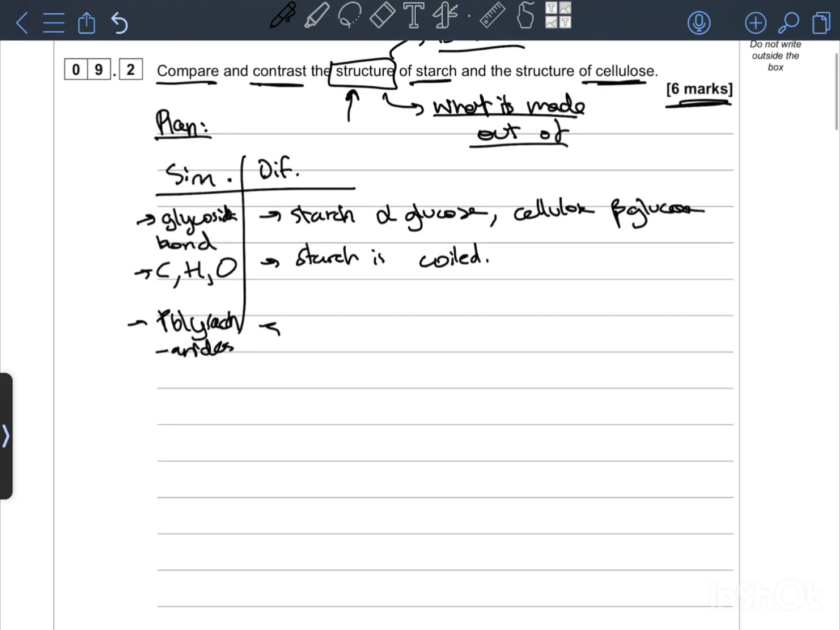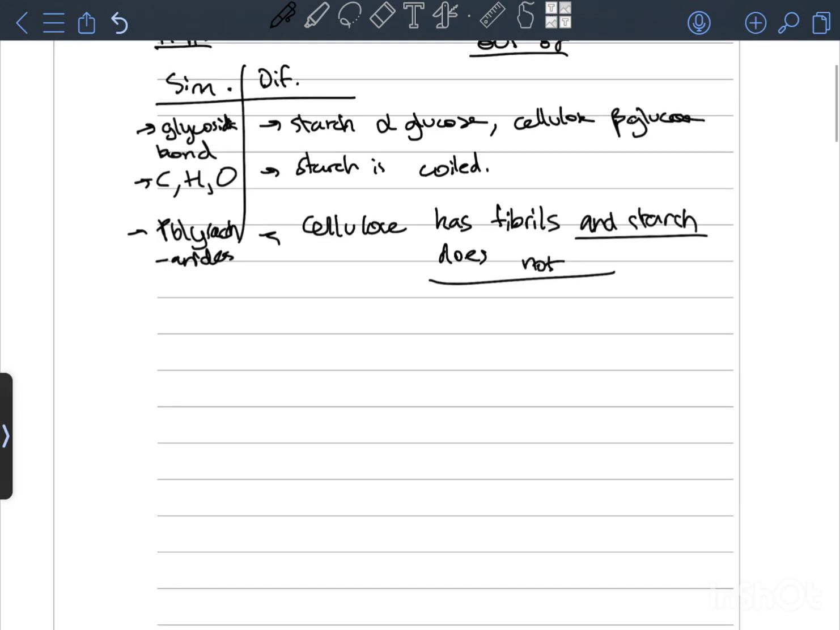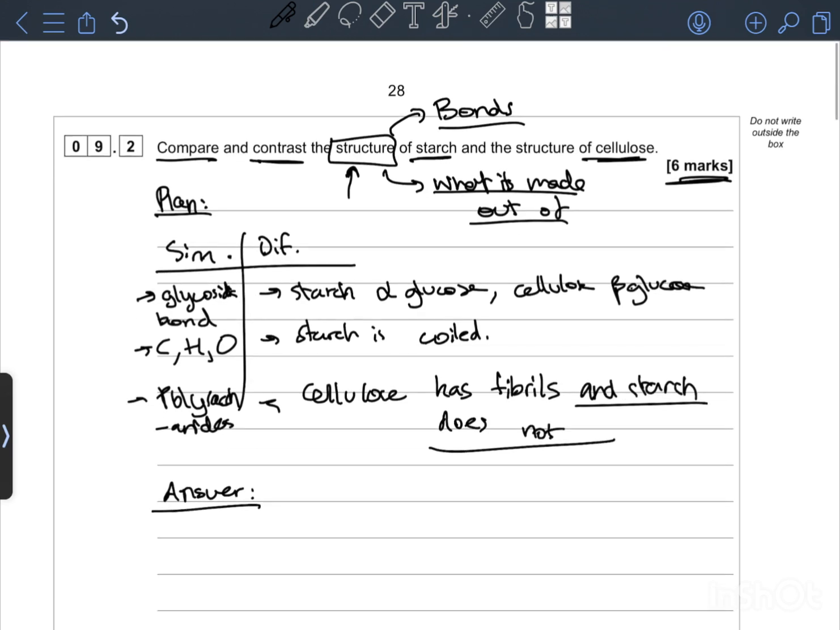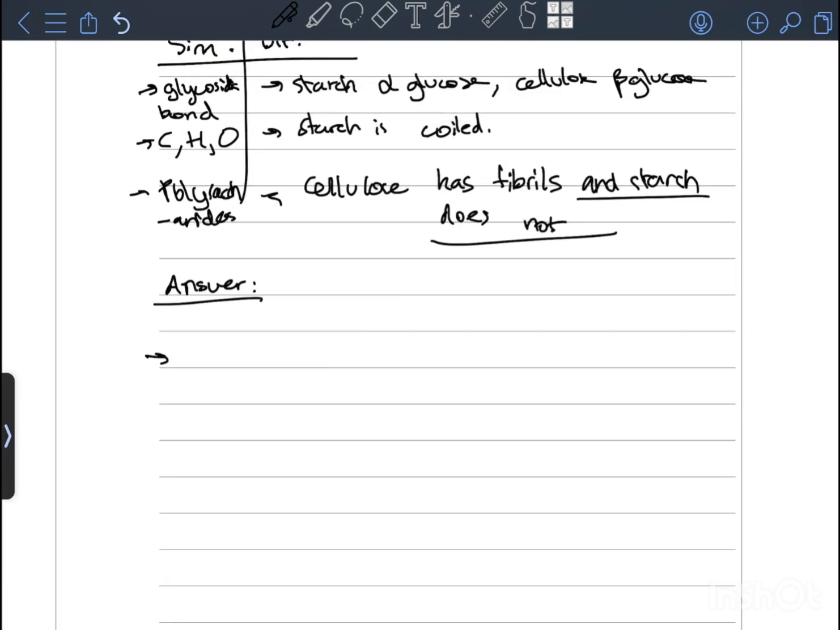And for the final difference, let's think about the structure of cellulose now. Cellulose has fibrils, and starch does not. So this part you want to include in your actual answer. With the answer, you just want to summarize what you've said in your plan.